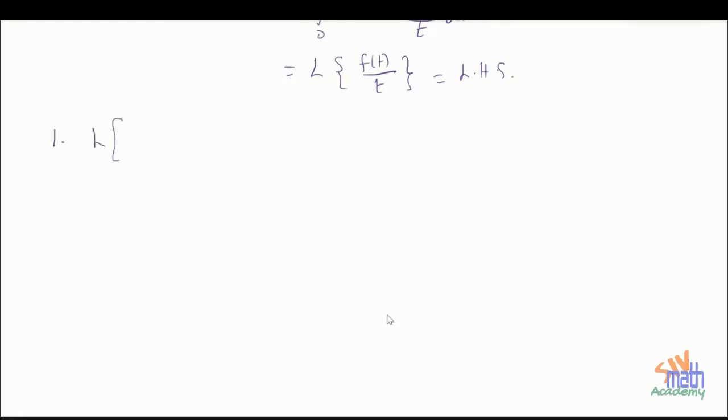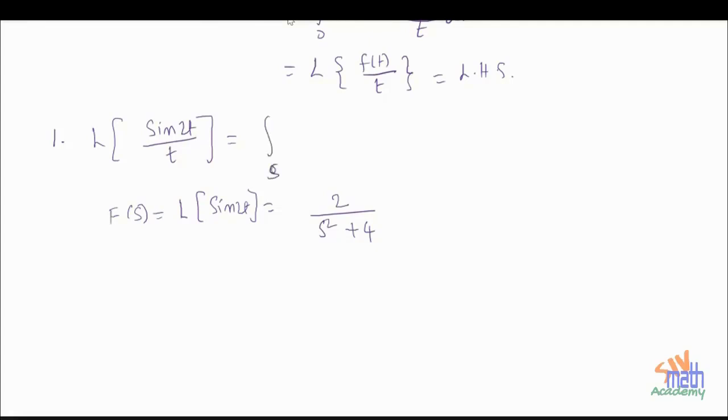L of sine 2t upon t is what? That is the question. In such cases, first of all, f of s you have to find out. L of sine 2t is equal to 2 upon s square plus 4, correct? This is f of s. Therefore, according to the formula, division by t is integral s to infinity f of s ds.